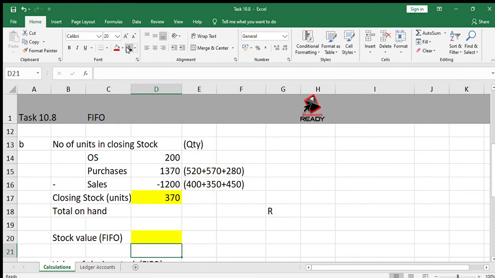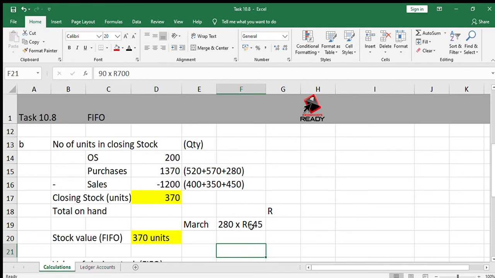Then we're going to evaluate according to the FIFO method, so we're going to value 370 units. With FIFO, we look at the purchases schedule that has been given to you. We've got January, February, and March. We start from the bottom, so we start from March. In March, how many units were purchased? 280. We're going to use the full 280 because remember, our closing stock is 370 units. That means the full quantity of 280 bought in March hasn't been sold yet and is therefore part of the closing stock.